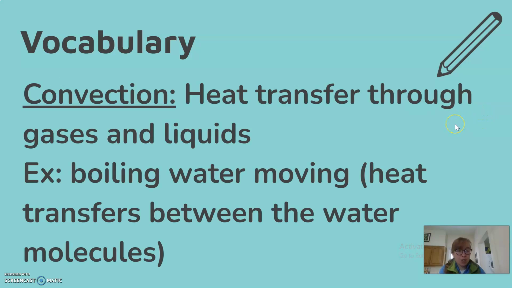All right, so the next one is convection. So convection is another type of heat transfer, and this is the heat transfer through gases and liquids. So boiling water moving is an example of convection. The heat is transferring between the water molecules, and they're heating each other up as they are moving. So if you put a pot of water on the stove, eventually if it's boiling, you'll see those bubbles rising up and the water moving around in a circle. That's because of convection, this heat transfer through gases and liquids.